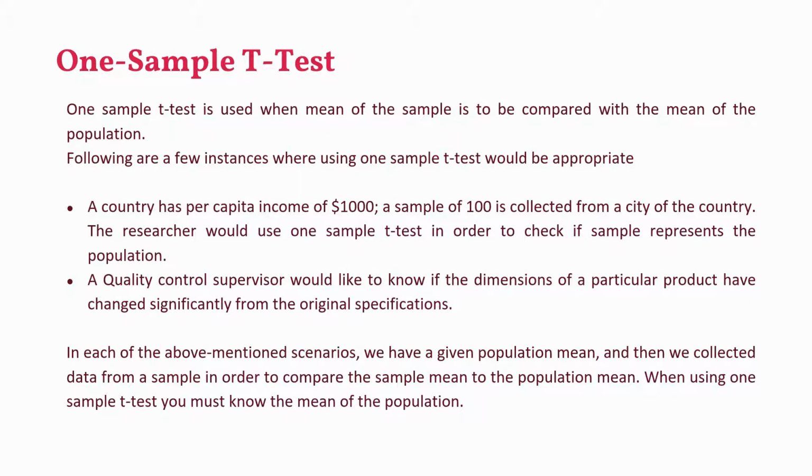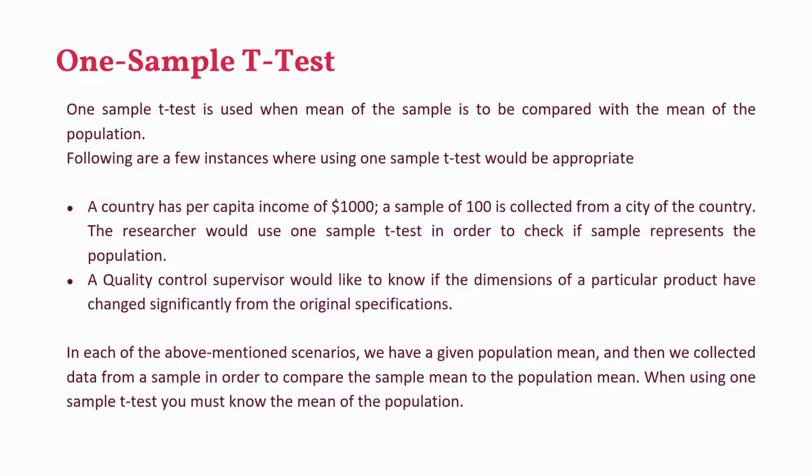One sample t-test: how to run it, how to interpret it, and how to report it. Now, a one sample t-test is used when one has the population mean and the researcher or scholar would like to know whether the sample drawn from the population actually belongs to the population, and whether the sample can be generalized to the population or not.